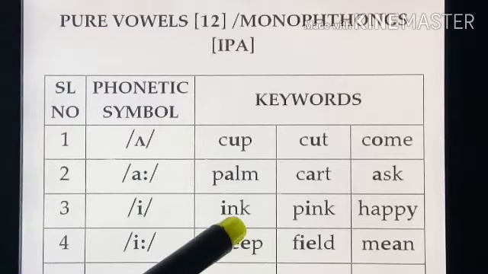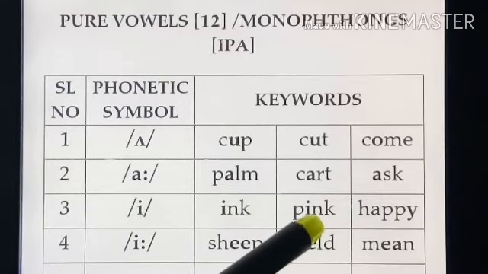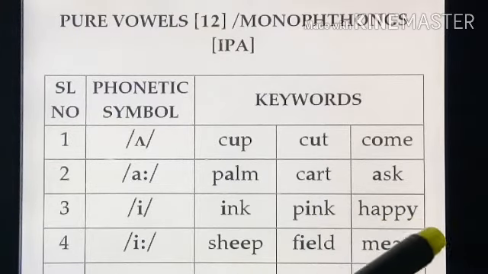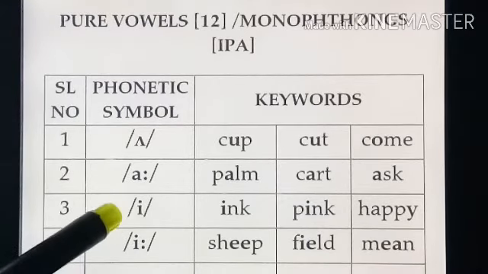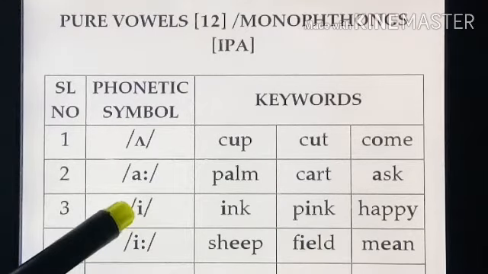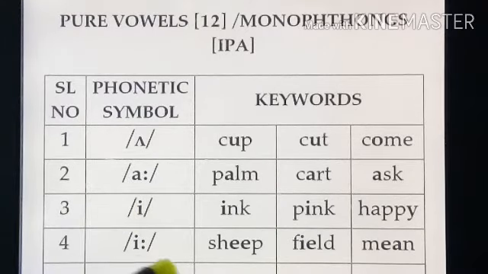As we can see this in I-N-K, ink, P-I-N-K, pink, H-A-P-P-Y, happy. In many cases, the final Y indicates this sound. The fourth one is the long sound of this, as found in sheep, I-E, field, M-E-A-N, mean.